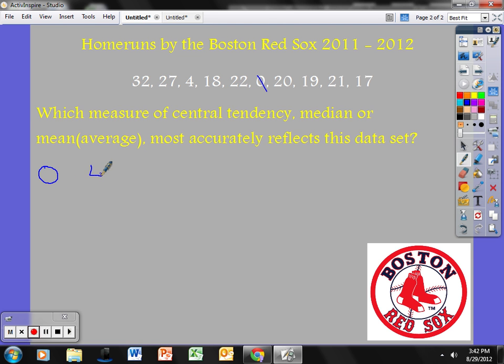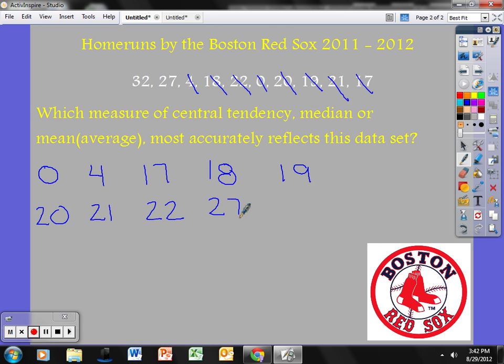I have a 4, a 17, an 18, 19. I'm going to go down here. I have a 20. If you like to put the numbers horizontally, like I'm doing, that's fine. Some of you like to go vertically. That is fine. Use a strategy that works for you. 22, 27, and finally 32.